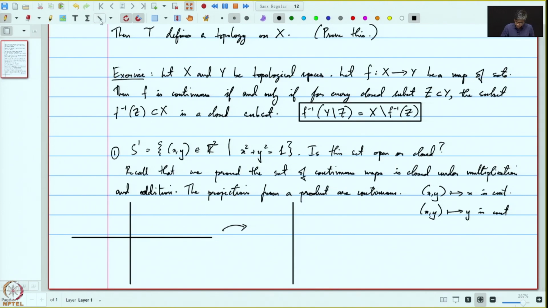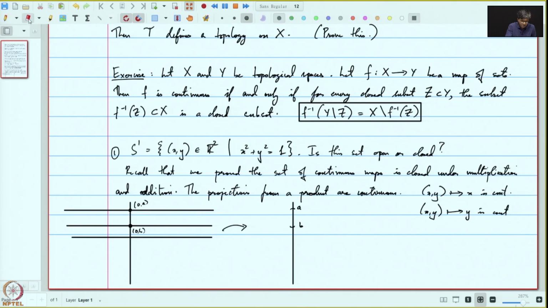Right. So if we take a small open subset here, the inverse image of that is going to be this strip over here. If this is A and this is B, then this is going to be 0 comma A and this is going to be 0 comma B. This point here is 0 comma A, this point here is 0 comma B, right?